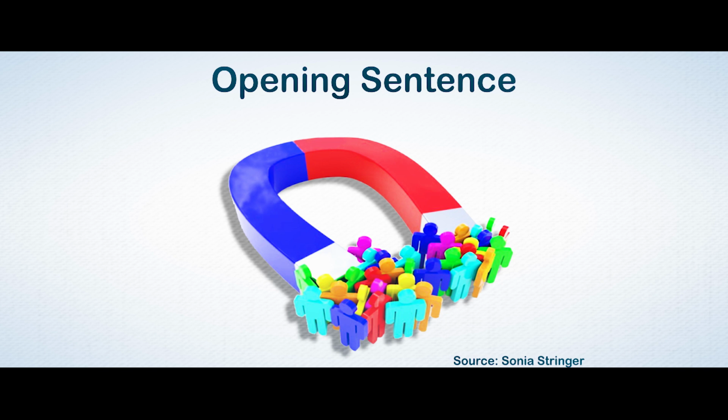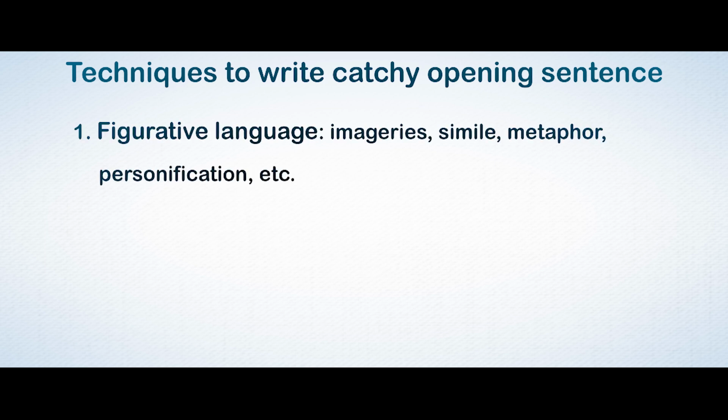And how can it attract readers? It can do so by being very catchy, very interesting. Then it can attract lots of readers. So, does it sound quite difficult to write an opening sentence? There are techniques and ways to write an opening sentence, and let us discuss a few of them. So the first technique is the use of figurative language. Figurative language here refers to all those sensory details or imageries and also figures of speech such as simile, metaphor, hyperbole, and so on and so forth.